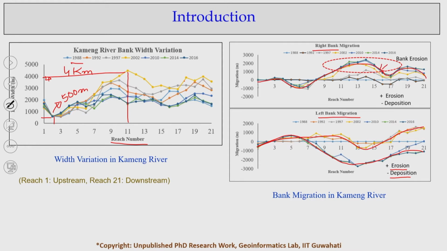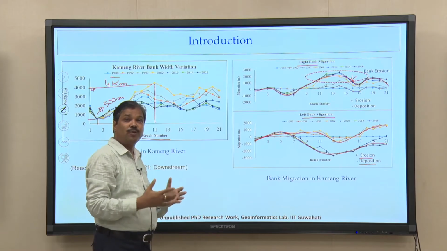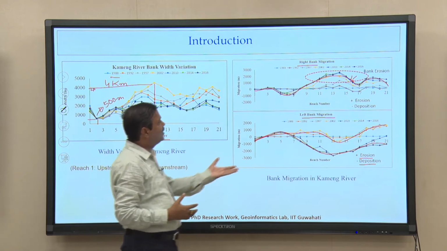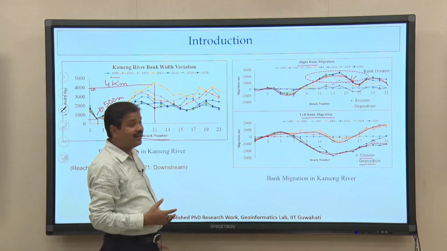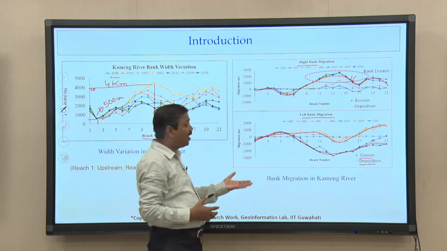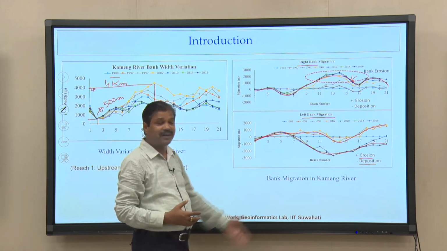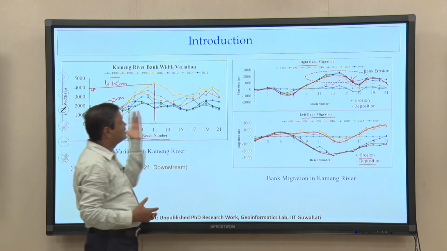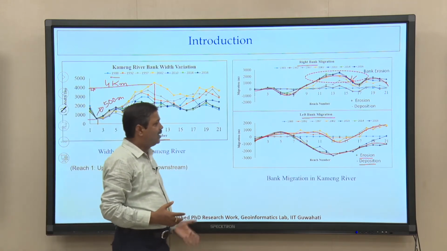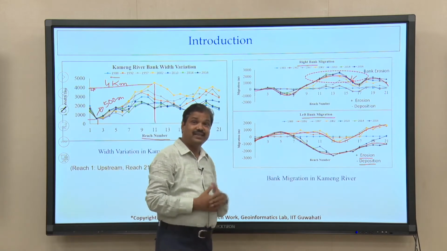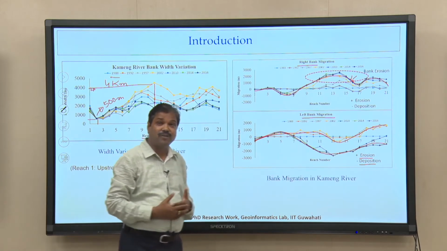Why does this happen? How can you protect the river bank? It is quite a challenging task to protect the river bank. When you do satellite imagery analysis, you can see how the erosion and deposition patterns are changing over the temporal domain, and it is quite interesting for us.